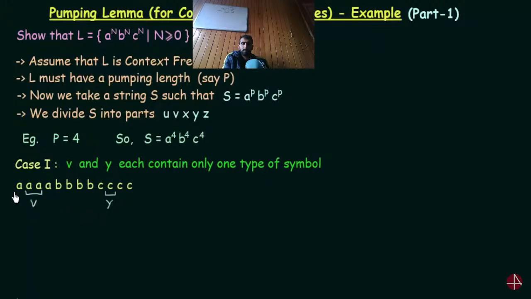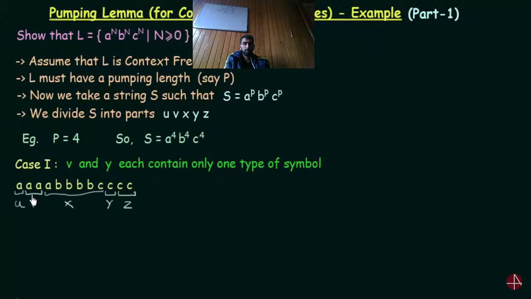So what will be the remaining parts? This A over here is my u, and this A, B, B, B, B, and up to this C is my x, and these 2 C's over here are my z. So I have divided my string into u, v, x, y, and z, and the case that we had was that v and y each contain only one type of symbol.